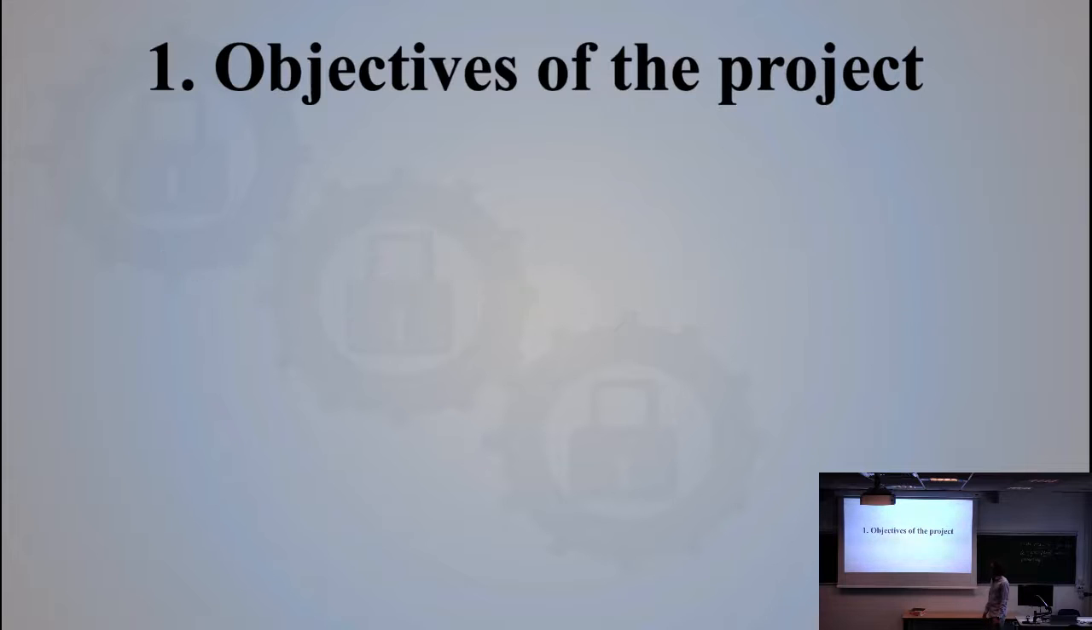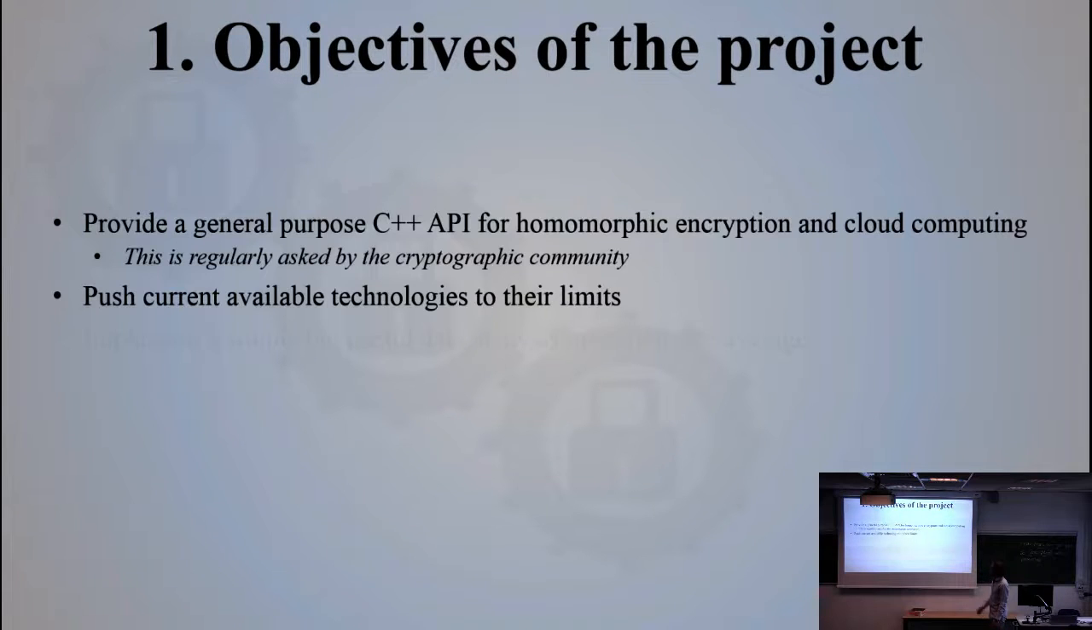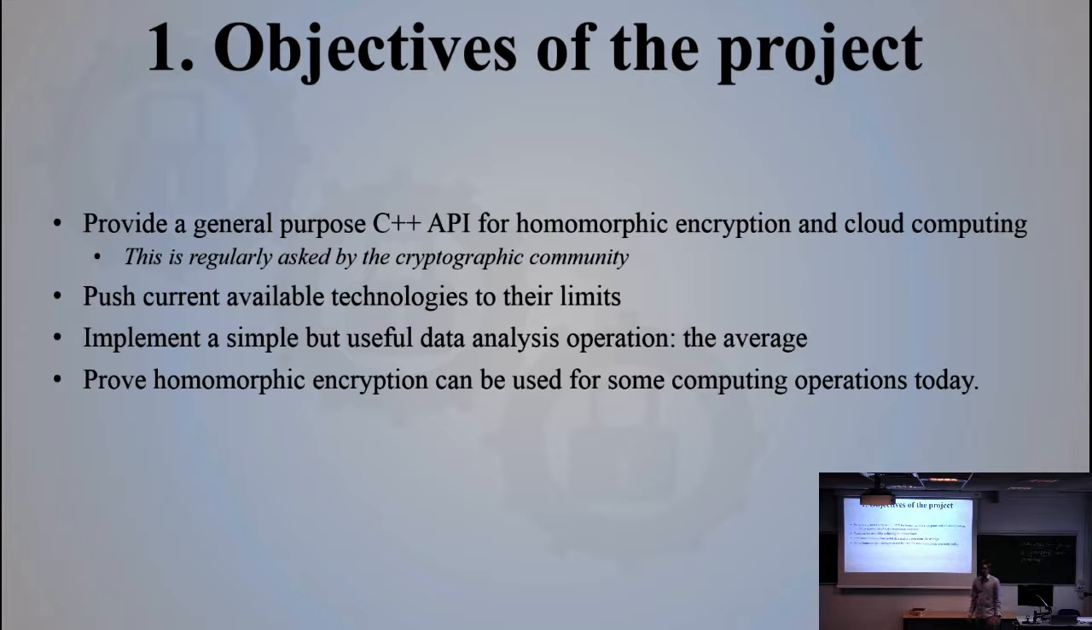The first thing is to provide a general purpose C++ API for homomorphic encryption and cloud computing. This is actually regularly asked by the cryptographic community online. The second objective is to push currently available technologies to their limits. Third objective is to implement a simple but useful data analysis operation, which is the average operation. And the last thing is to prove homomorphic encryption can be used today for some operations, not all of them, but some operations.